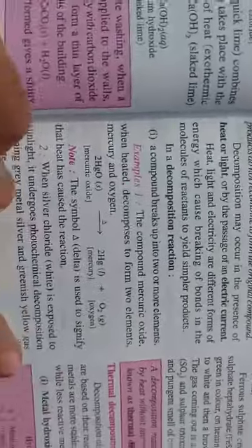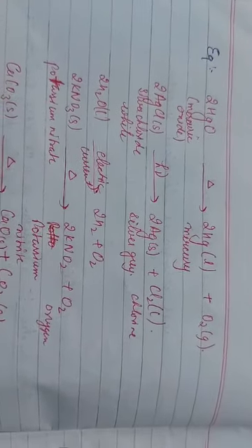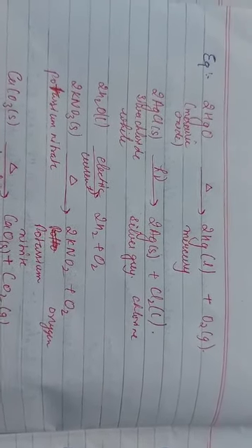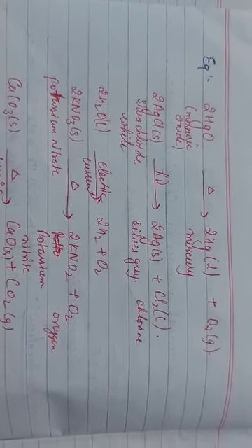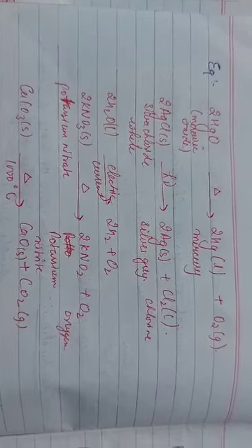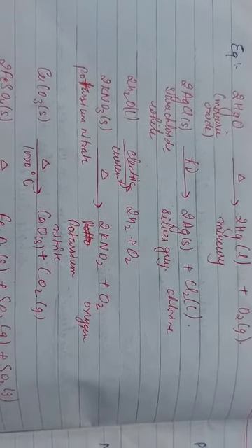Now a few examples of decomposition reaction are mentioned here. Mercuric oxide, after the treatment of heat, gives mercury and oxygen. Then AgCl, silver chloride, gives Ag and Cl2. H2O, by the action of electric current, gives H2 and O2.